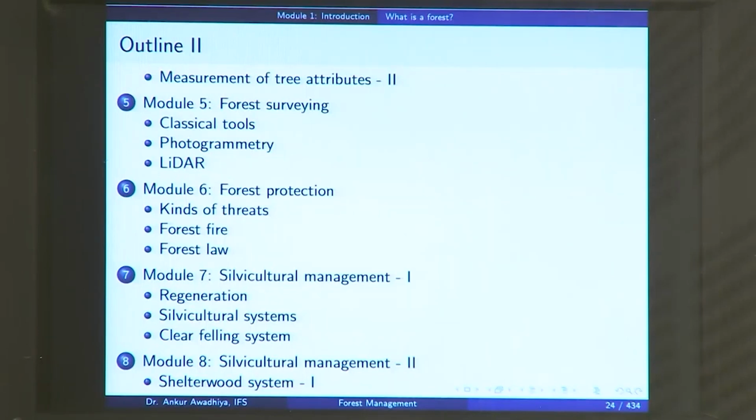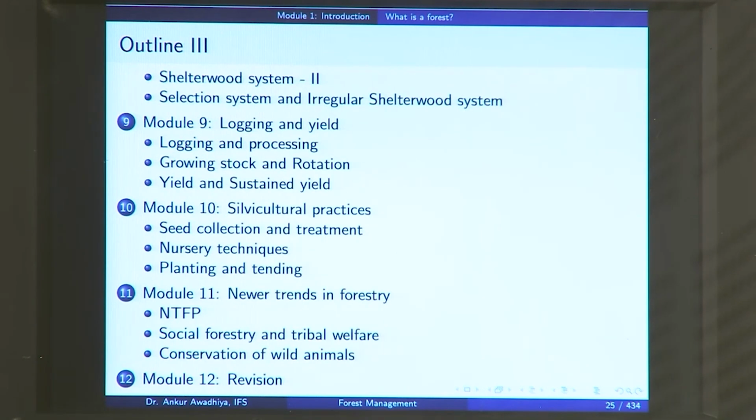So, we will have a look at what is regeneration, how do you get to the next generation of young crops after you have harvested a particular forest stand. We will look at silvicultural systems and certain silvicultural systems in greater detail, a clear felling system. What is a shelter wood system? What is a group shelter wood system? What is a selection system? What is an irregular shelter wood system? So, we will look at all these different ways or modes of managing your forest stand in this module.